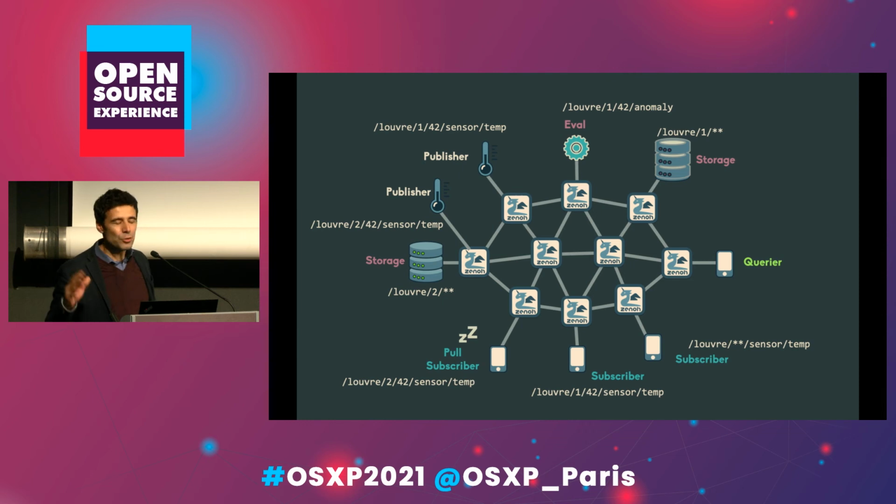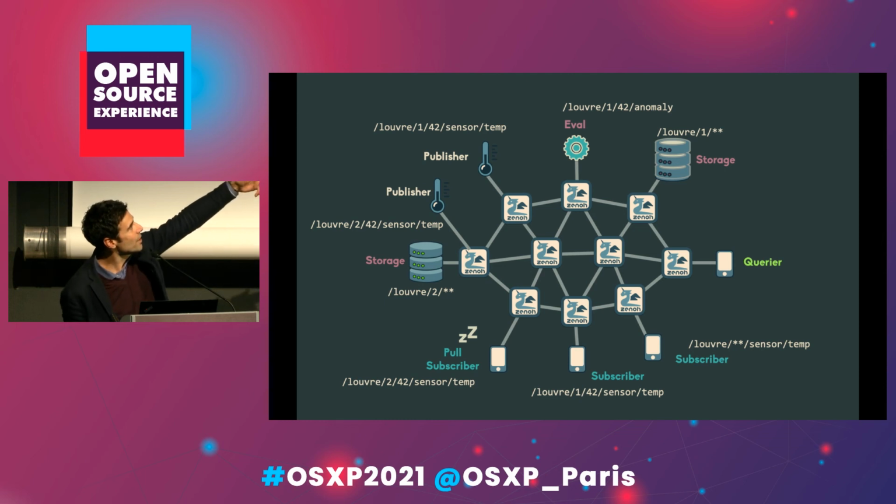And let's assume for some reason that we wanted to store the data produced by sensors at every floor of the Louvre in a separate database, okay? So you see that we have two storages, one that will store all the data whose key starts with Louvre 2, where 2 is the second floor, and for simplicity we have another one on the top right corner, which stores all the data Louvre 1.